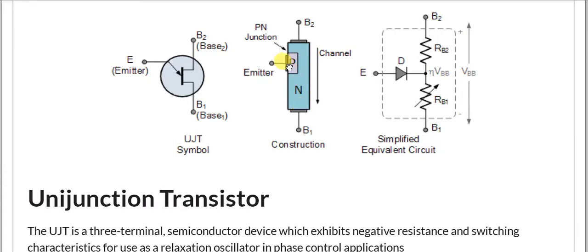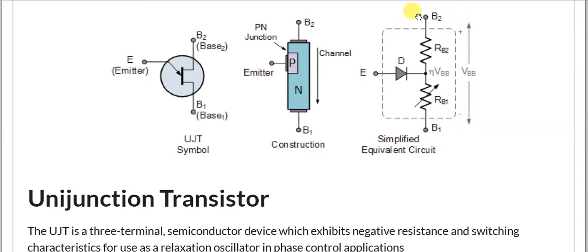We could have a P channel, then it will be the N-type doped emitter. But in this case we have a P-type emitter and N channel unijunction transistor. The equivalent circuit diagram, with the two bases and the one emitter, looks like this: there is an RB2 resistance between base 2 and this junction point, and RB1 from this junction point to base 1. So this is the simplified equivalent circuit diagram.